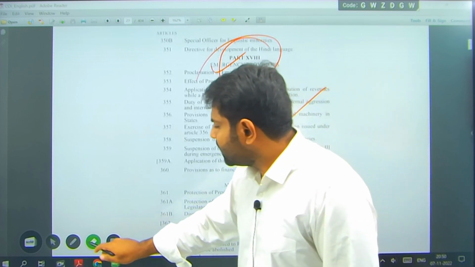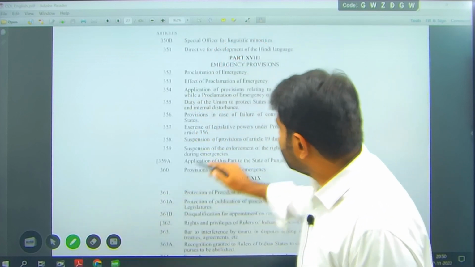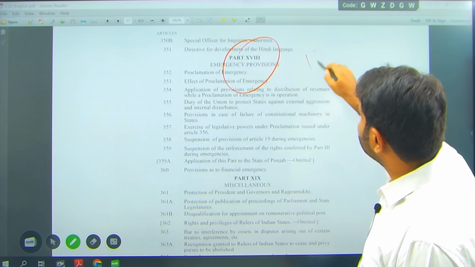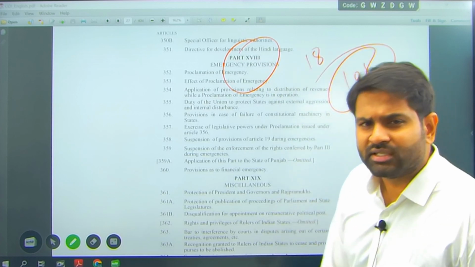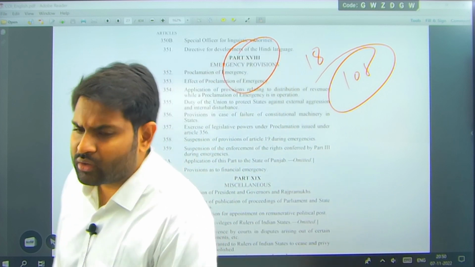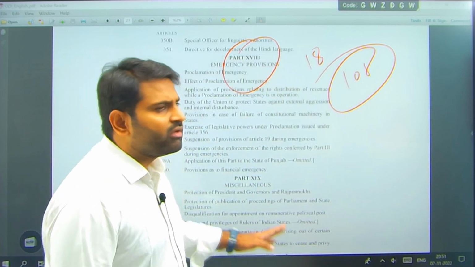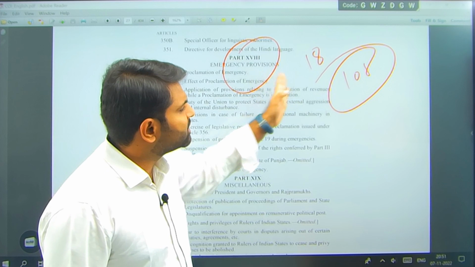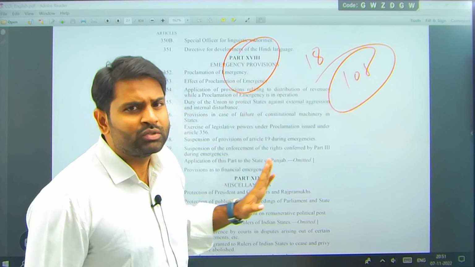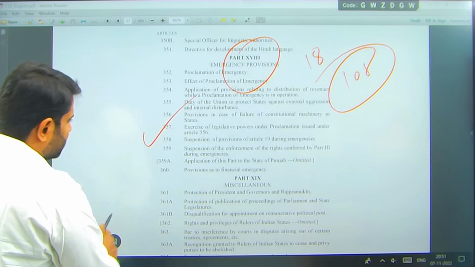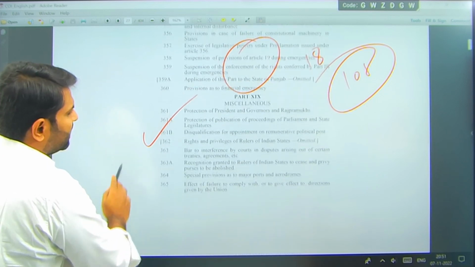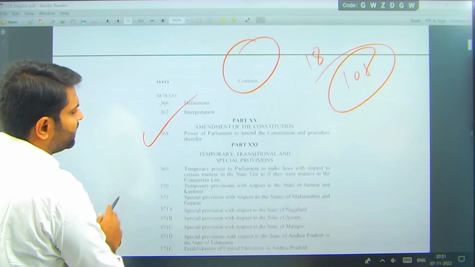Then comes part 18. Part 18 is emergency provisions. Part 18. You know 108? 108 is emergency phone number, right? When you call 108, you will get emergency service. That is how you remember 18th part. 18th part is emergency provisions. 108, 18. So that is how you remember emergency provisions. You cannot forget that. Then comes 19th part, that is miscellaneous. Nothing to remember about 19th part.